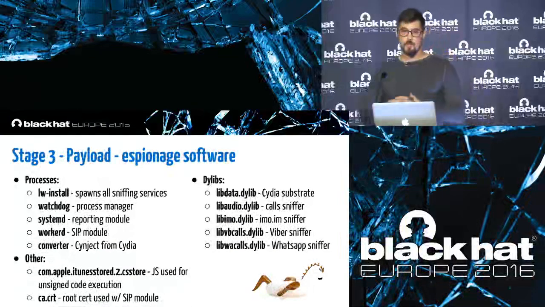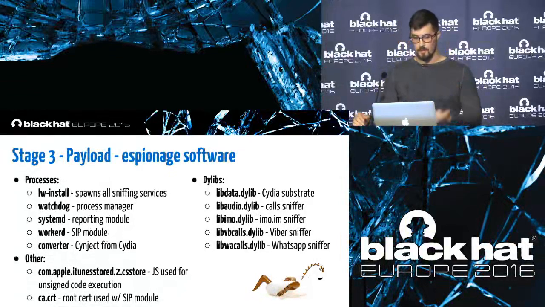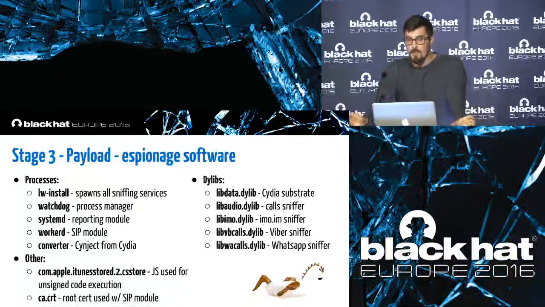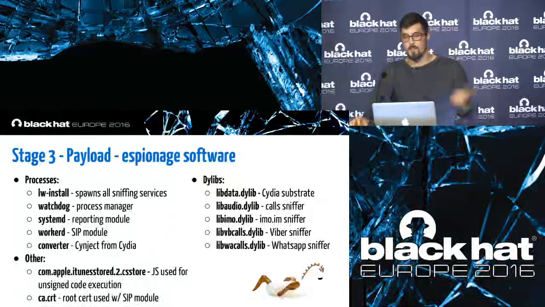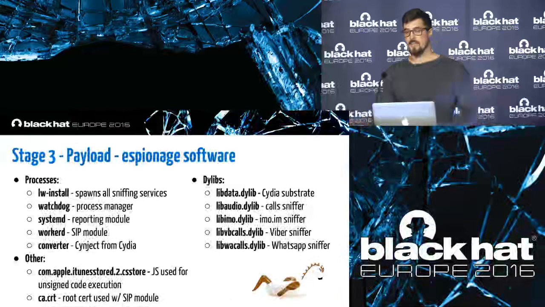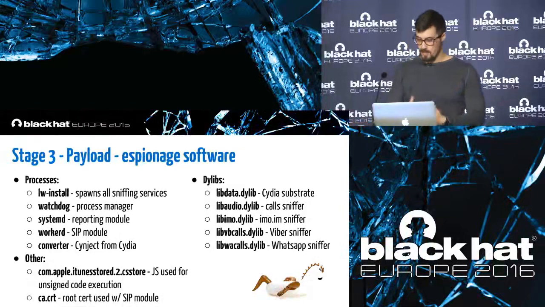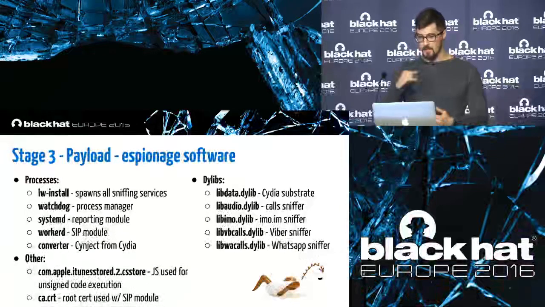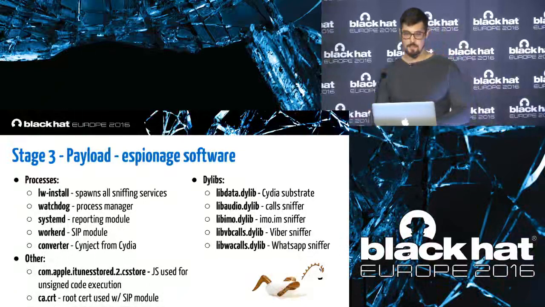And the stage 3 loader will download stage 3 files, which contain about 12 files. Most of them are binaries. Here are three groups of them. For example, the process group, like the watchdog or systemd, which is the main reporting module. Andrew will talk in more detail about all these things. There is a dylib group, which, for example, contains libdata. It's masked and renamed as the Cydia Substrate framework. So Pegasus uses Cydia Substrate to inject dylibs into a process and install hooks. And with these hooks, it intercepts calls, intercepts messages, and so on.